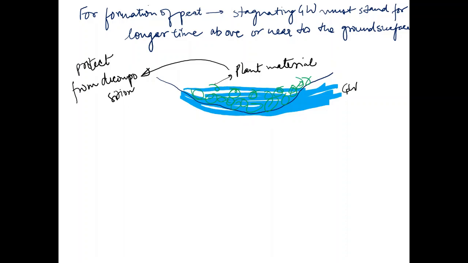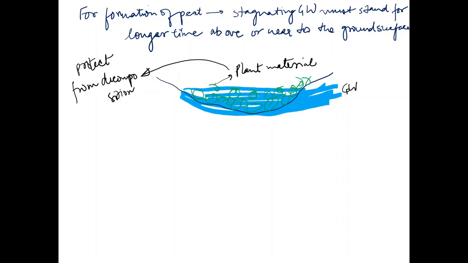Once this plant material is covered by this groundwater and it is not allowed to come in contact with the air atmosphere, then it will not decompose. Okay, so this is an important condition, and this is the role of groundwater. So groundwater protects the dead plant material from decomposition.